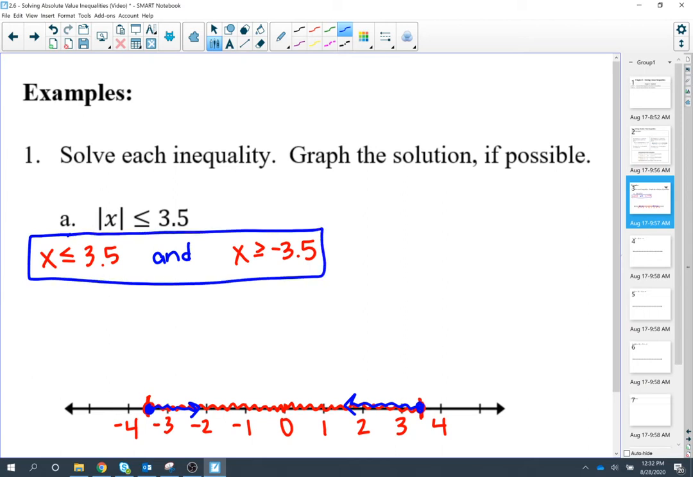Another way of writing it, because it is an intersection, we can put our variable in the center. We could say our lower bound is -3.5, our upper bound is positive 3.5, and then x is either less than or equal to positive 3.5 or greater than or equal to -3.5.